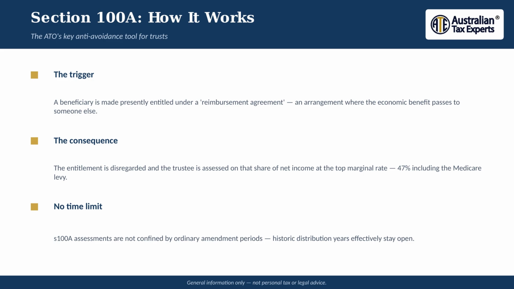And then the feature that makes Section 100A unique among the ATO's tools. There is effectively no time limit. Assessments under the provision are not confined by the ordinary amendment periods, so distributions made many years ago remain within the Commissioner's reach. A risk with no expiry date deserves a review with no delay.